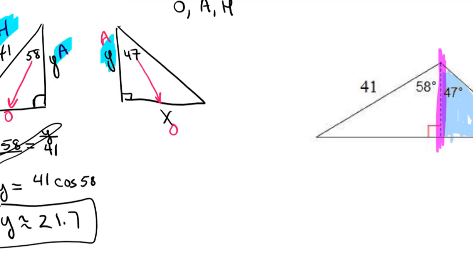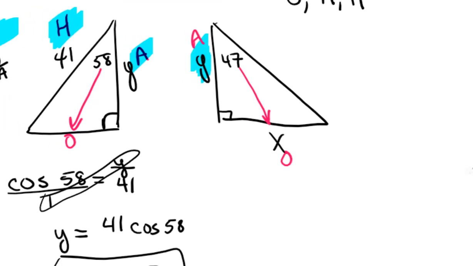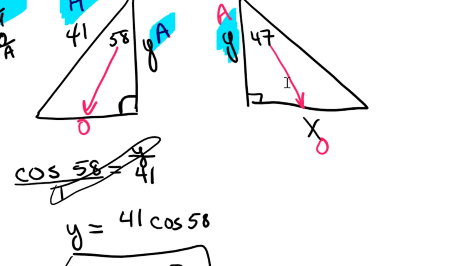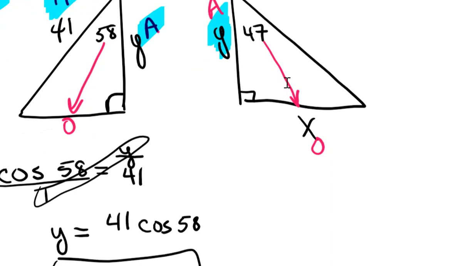All right, so over here in triangle number 2, we've got these two sides, and we're going to take a look at the y value. That's the adjacent one from 47 degrees that we already found in the previous part. And then we're also going to take a look at where the x is. And the x is the opposite.